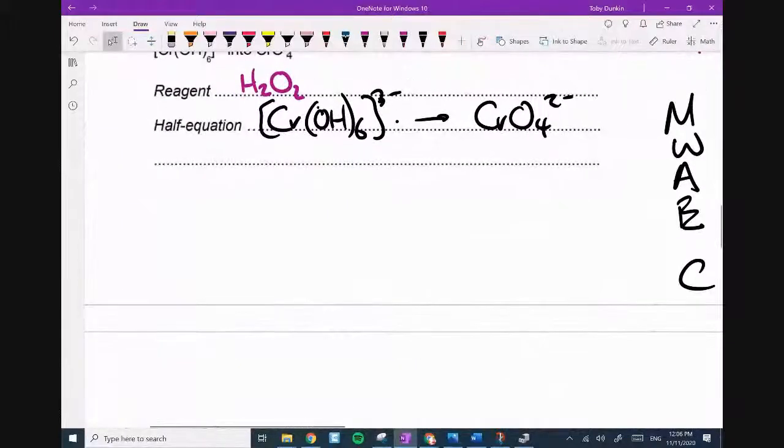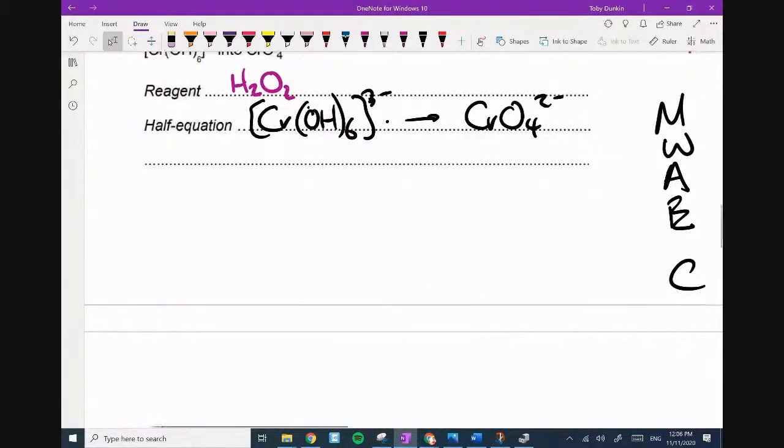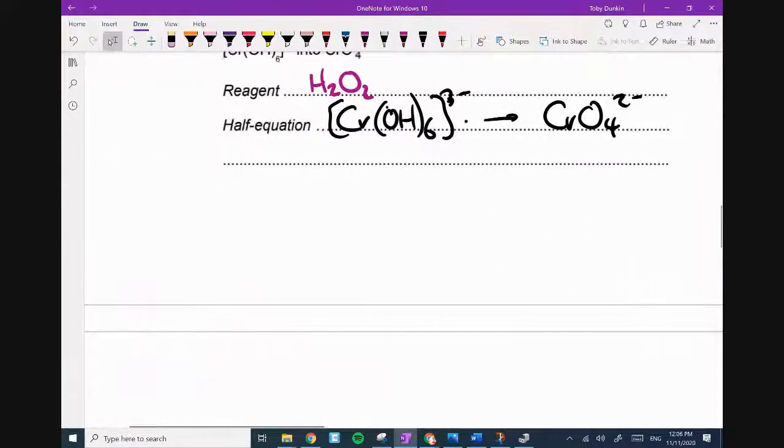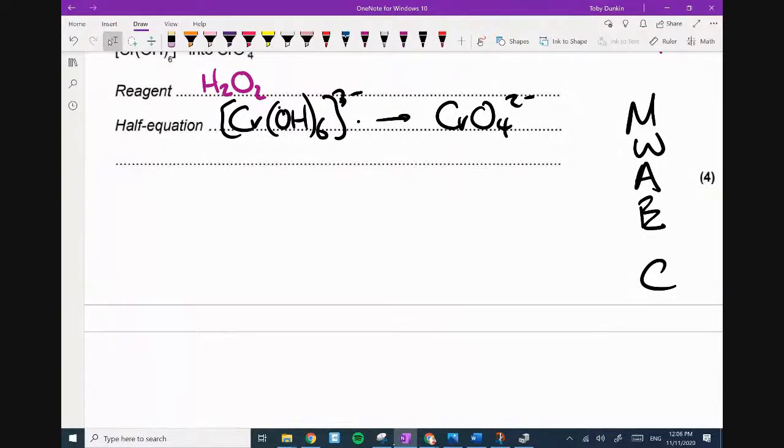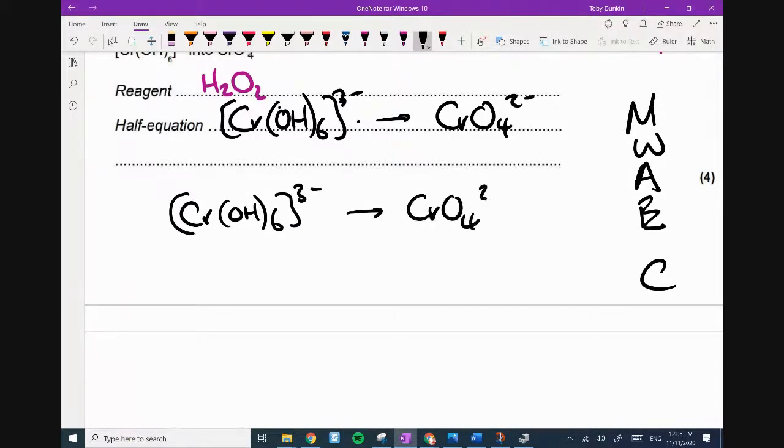So what I'm going to do is use the space at the bottom to do my process. And anyone who's forgotten how to do this process, this is great revision. So let's MOE it first. MOE stands for Cr(OH)6 3 minus going to CrO4 2 minus. So the first thing, the M stands for metal. 1 chromium, 1 chromium. We're good.